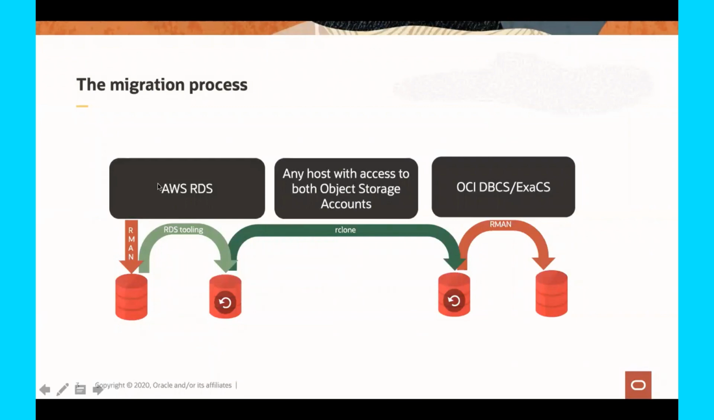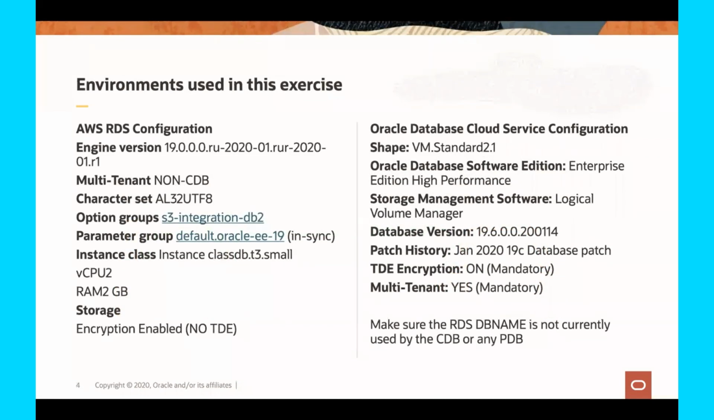If you start from the left side here, what we are going to do is take an RMAN backup of the AWS RDS instance. Then we will copy it to the object storage, so to an S3 bucket in AWS. Then we're going to use rclone to copy the content from the AWS S3 bucket to an OCI object storage bucket. And from there, we will use RMAN to restore it into a DBCS, database cloud service, or Exadata cloud service instance. So let's go one by one through how we do that.